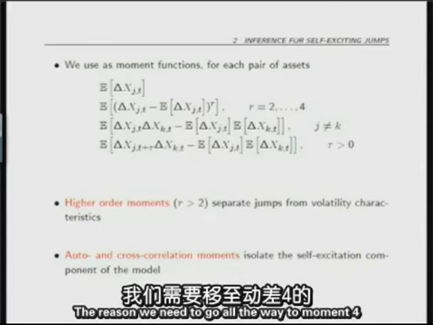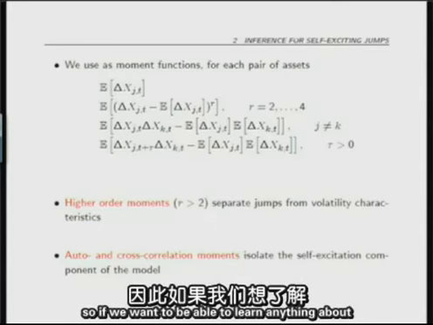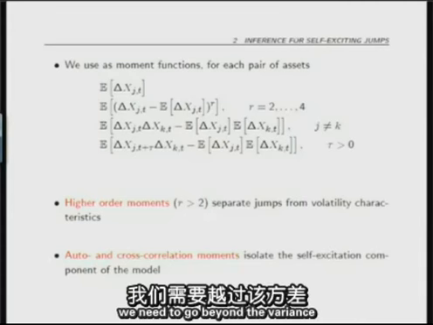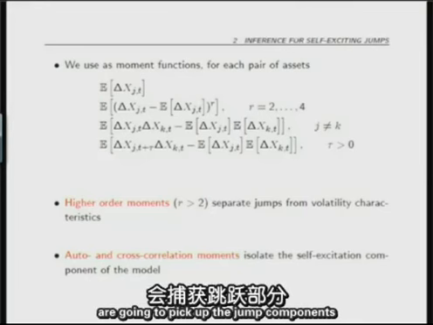The reason we need to go all the way to moment 4 is because we have jumps. So if we want to be able to learn anything about the unconditional distribution of the jumps, we need to go beyond the variance, because the higher order moments are going to pick up the jump components.